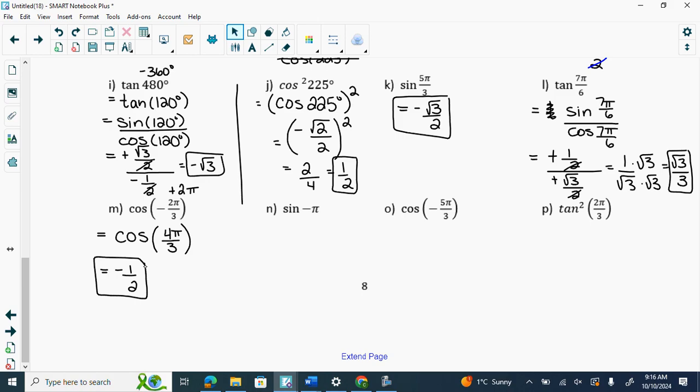Now I would check cos. I would go in radian mode, enter cos of negative 2 pi over 3, get that and make sure it's the same answer, right? I wouldn't put 4 pi over 3 in, because what if I made a mistake?